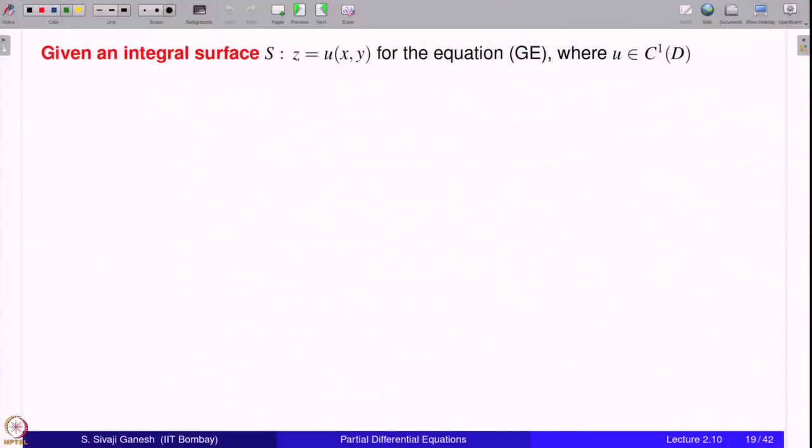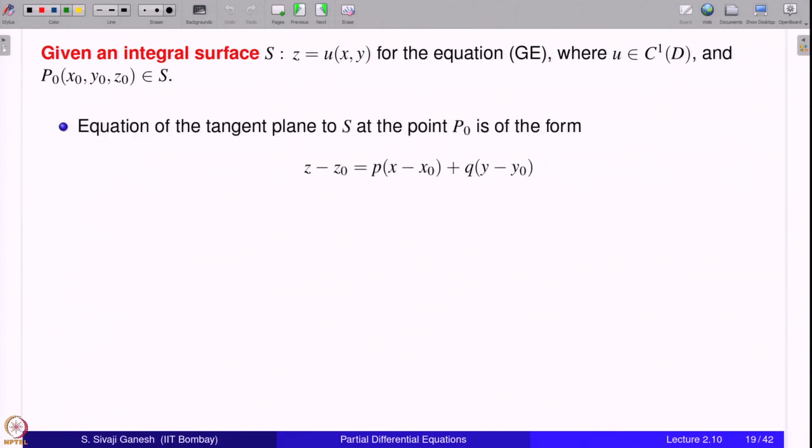So, given an integral surface for the GE where u is a C1 function and P naught is a point on the integral surface, in other words, z naught is equal to u of x naught, y naught. That is the meaning, right? S is defined like that. The third coordinate is u of first two coordinates.